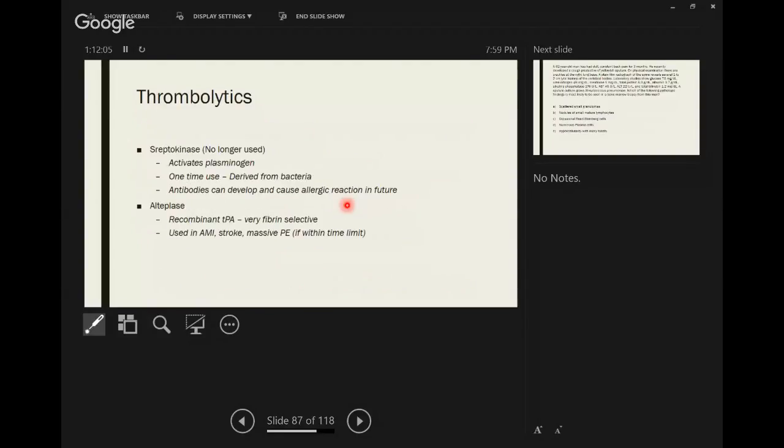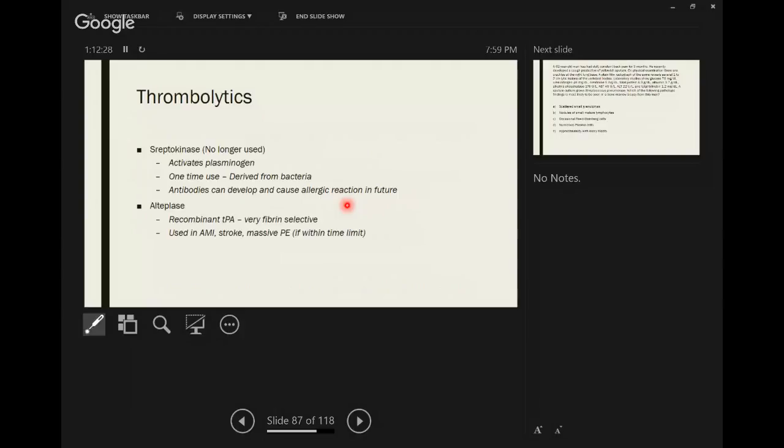Streptokinase isn't really used, but I think it's still taught. It's one-time use because it's derived from bacteria and it activates plasminogen. So antibodies can develop and cause allergic reaction in future. That's why it's one-time only. Alteplase is recombinant tissue plasminogen activator. So it also activates plasminogen. And plasminogen is very fibrin selective. So it's really good for clots.